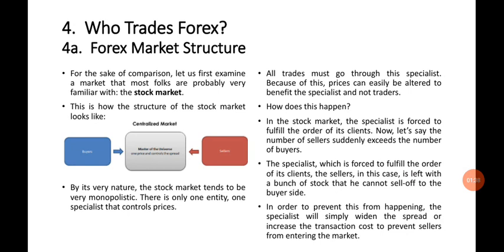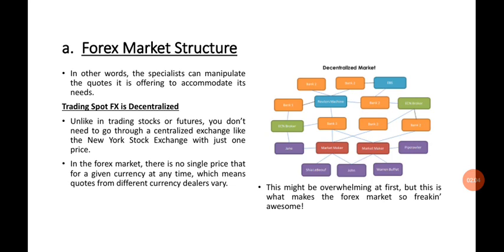Now, let's say the number of sellers suddenly exceeds the number of buyers. The specialist, who is forced to fulfill the orders of his clients, the sellers in this case, is left with a bunch of stock that he can now sell off to the buyer's side. In order to prevent this from happening, the specialist will simply widen the spread or increase the transaction cost to prevent sellers from entering the market. In other words, the specialist can manipulate the quotes if it is to accommodate his needs.